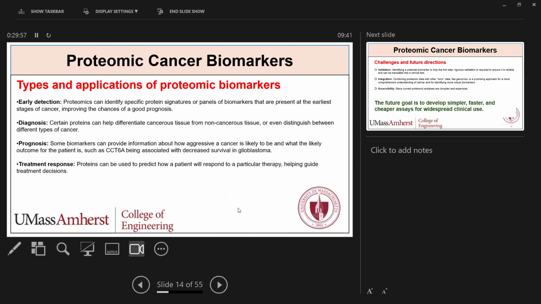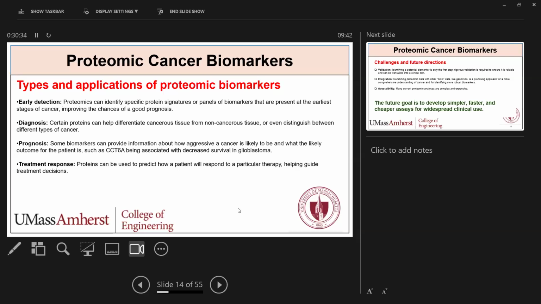So, types and applications of proteomic biomarkers. Early detection, as I mentioned, is widely used. It's an amazing idea to use these protein biomarkers for the detection of cancer, I personally feel. And diagnosis, prognosis: some biomarkers provide information about how aggressive a cancer is likely to be and what the likely outcome is. As I mentioned with the funny example before, and treatment response.